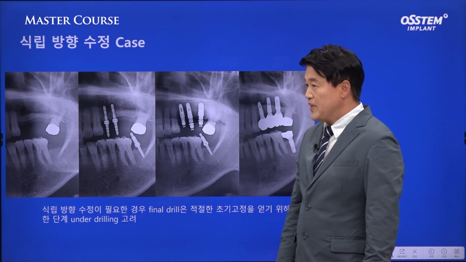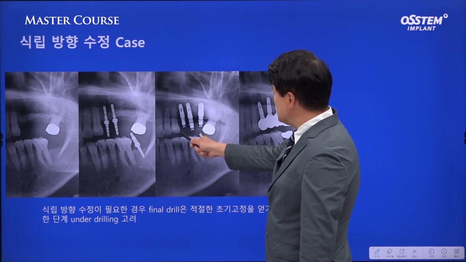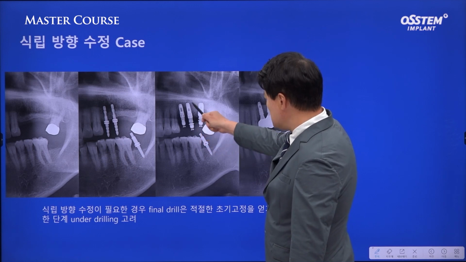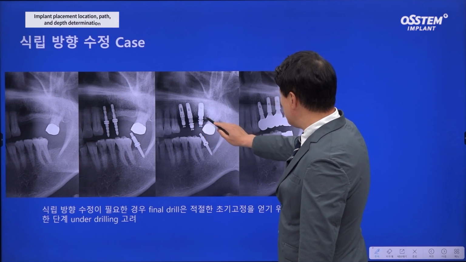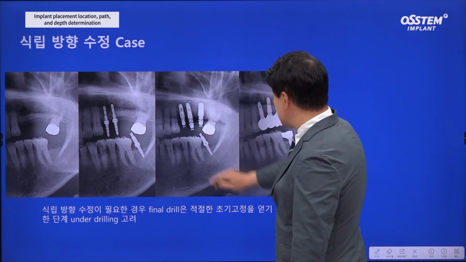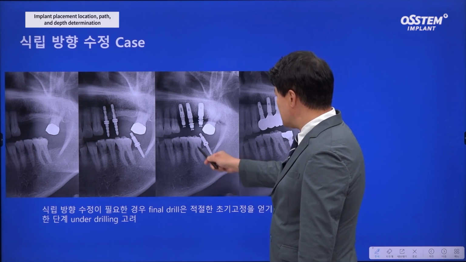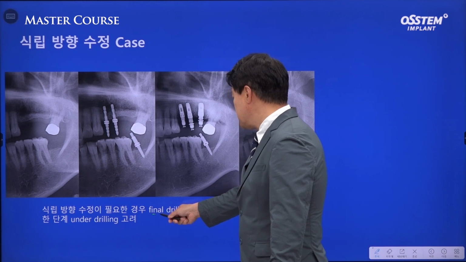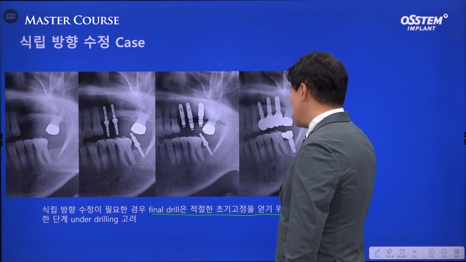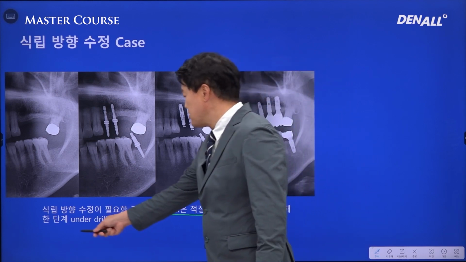This is a case where placement direction is amended. Implants are placed at number 26. The direction of the implant needs to be distally adjusted, and mesial tilting needs to be provided. So when you adjust the direction of a placed implant, for the final drilling, for proper primary stability, one size under drilling is required.